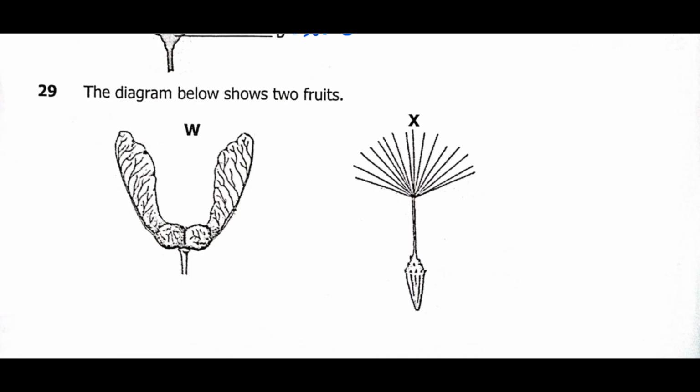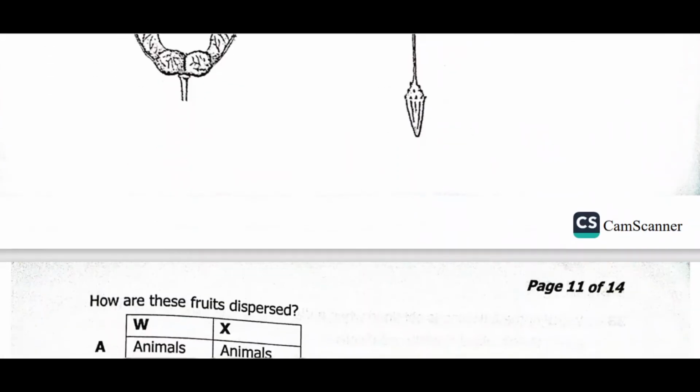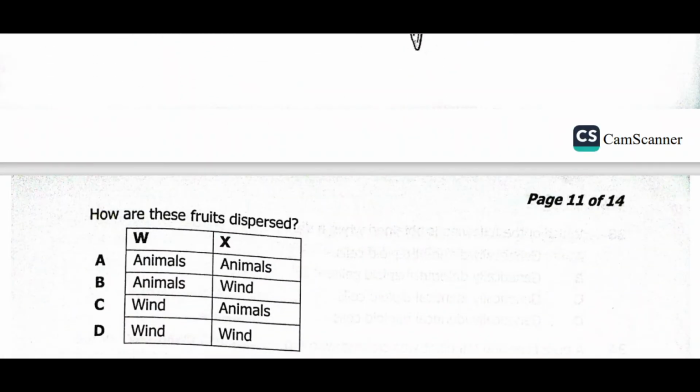The diagram below shows two fruits. I'm sure W is a sycamore, and X should be a blackjack. How are these fruits dispersed? For the sycamore, we can see a leaf-like structure, so it is dispersed by wind. The other one is dispersed by animals, so the answer is C.